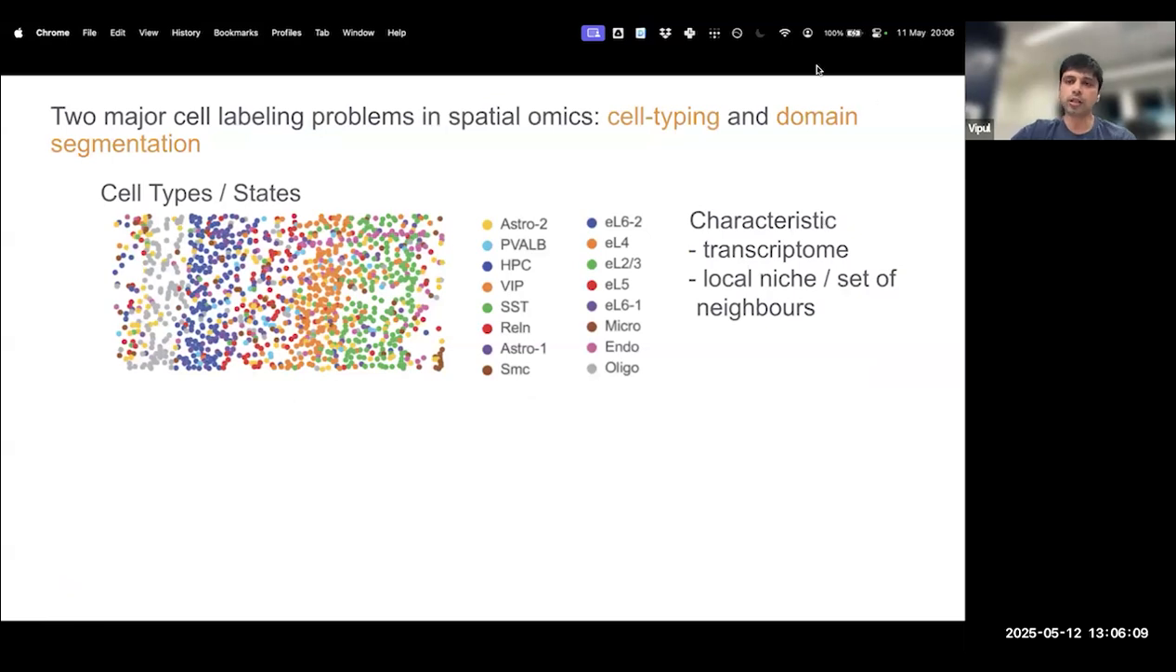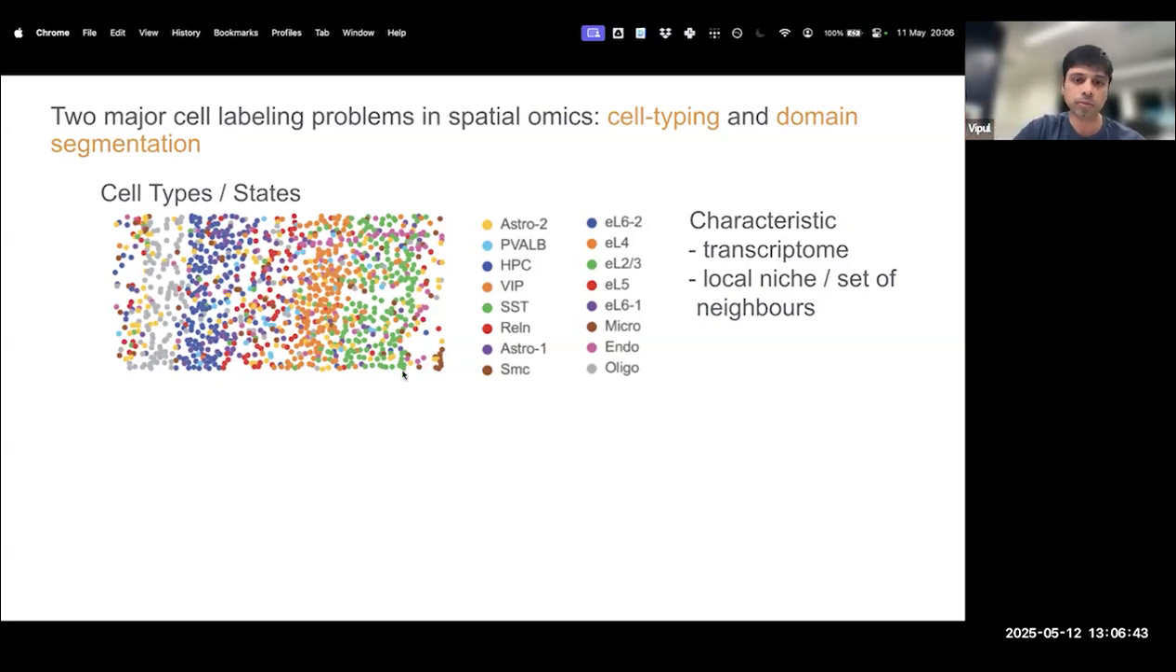In spatial omics, there are two major problems. You've got a bunch of cells and their spatial locations. You want to be able to find cell types. Cell types are characterized by the transcriptome of a cell. But cell states can be modulated. Cell states, which are perturbations on the transcriptome, can be modulated by the spatial niche that cell resides in, or said another way, by the set of spatial neighbors that cell has, right?